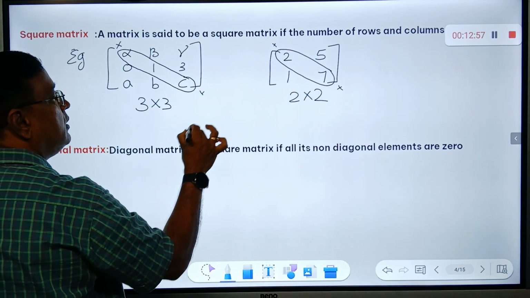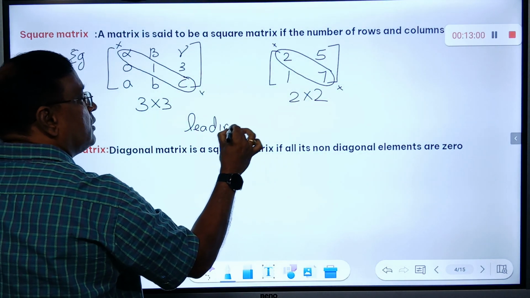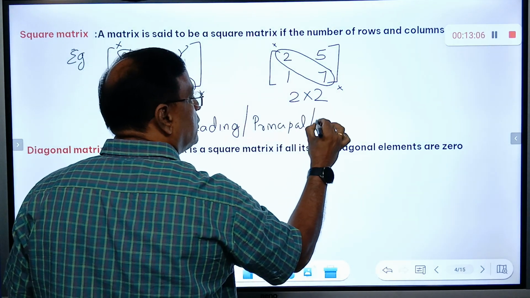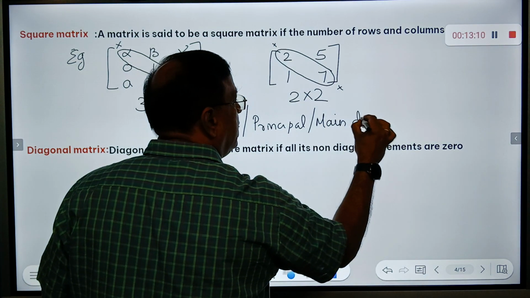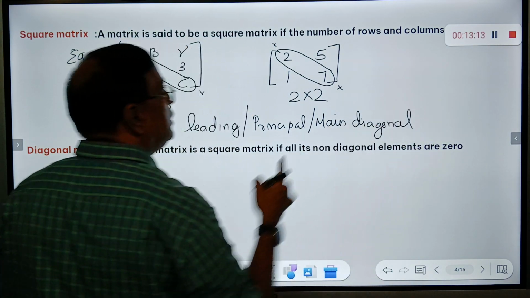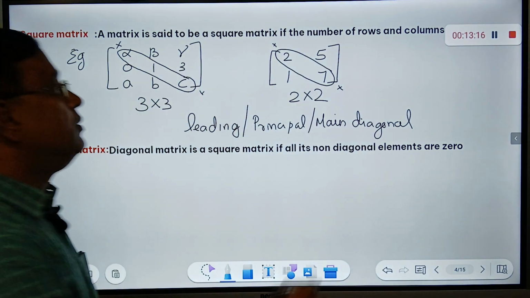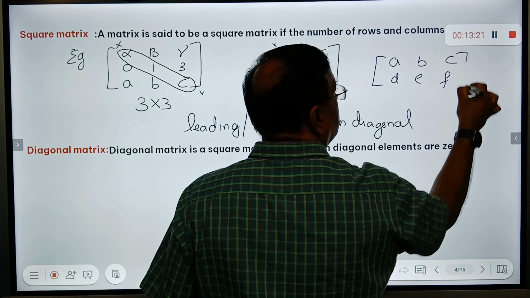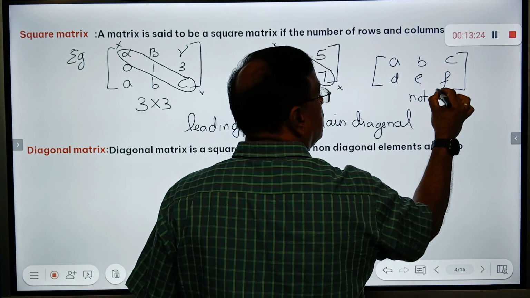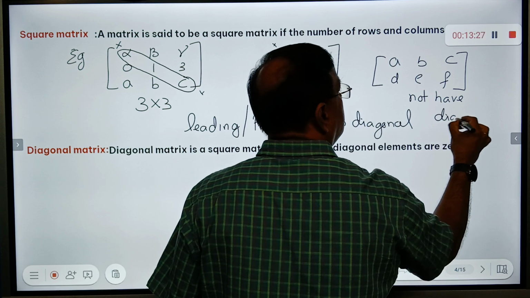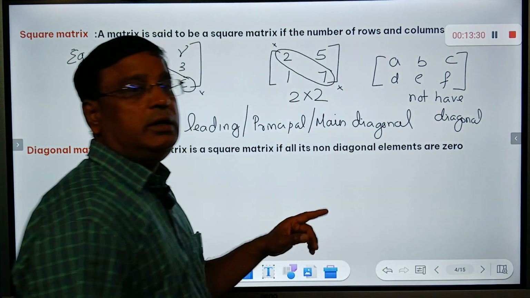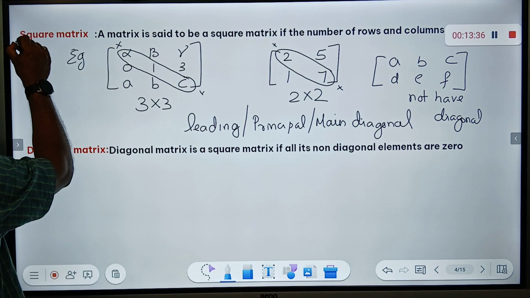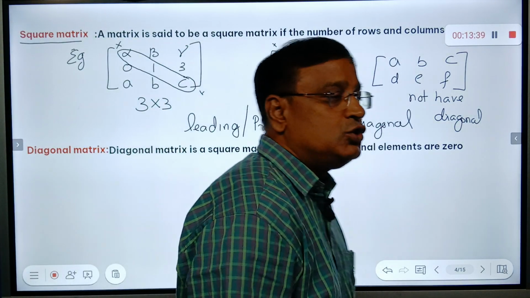This diagonal is called, there are many names you can give. You can call it leading diagonal, or you can call it principal diagonal, or you can call it main diagonal. Any name you want, you can give. But only a square matrix will have diagonal. Just look at the rectangular matrix A, B, C, D, E, F. This is not a square matrix and it will not have diagonal. Which matrix will have diagonal? Only a square matrix will have diagonal. Am I clear?